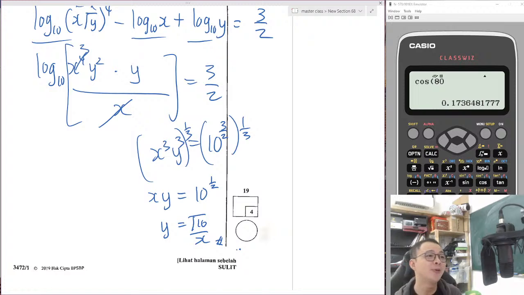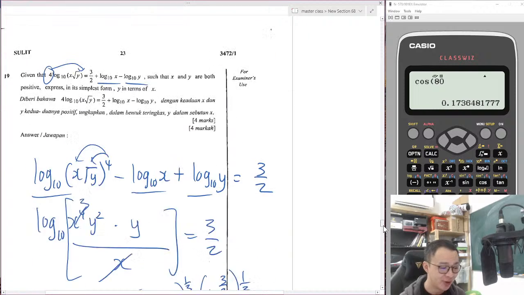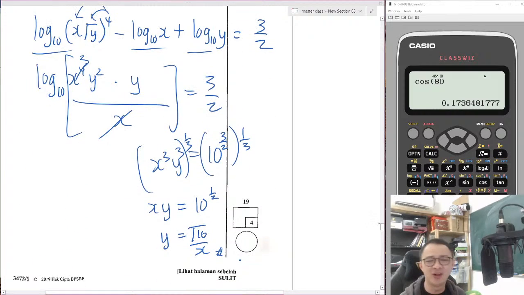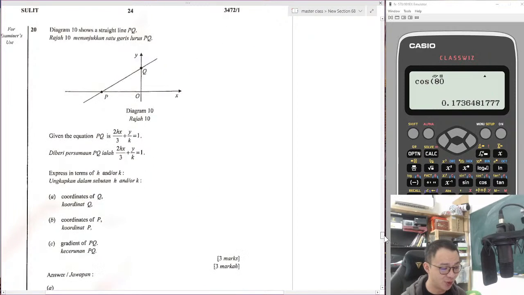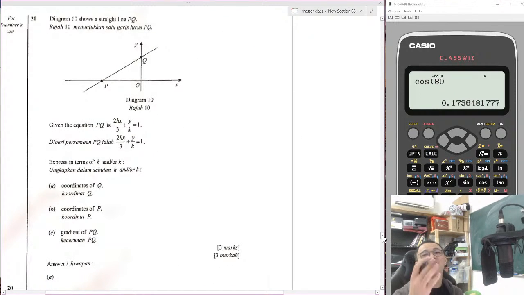Okay, so far so good. This log question, I won't say it's very easy, but it's not that bad also. You kind of have a lot of indices knowledge needed for this part. Alright, let's move on to 20. We have 20, 21, 22, 23, 24, 25, 6 more questions. Alright, so let's do this one.